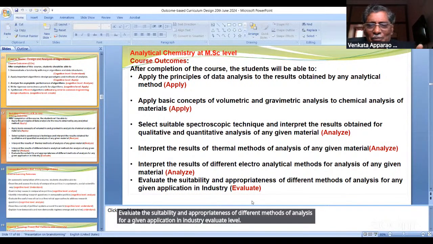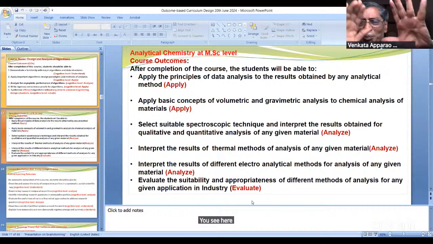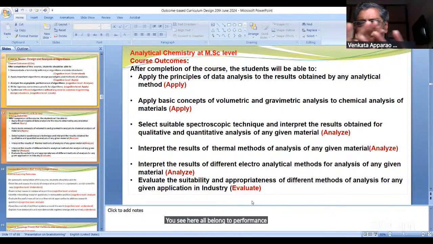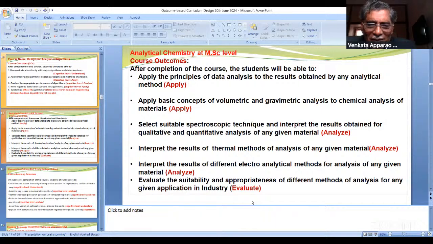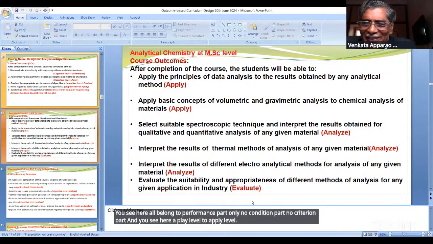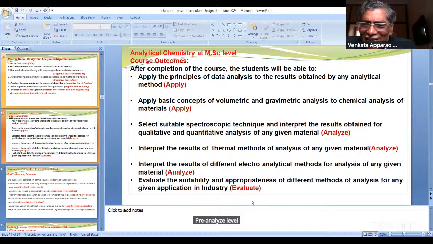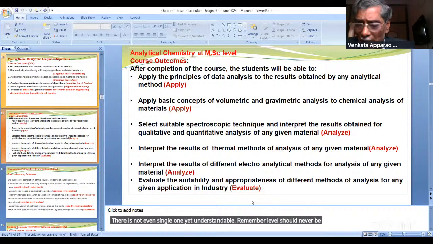You see here, all belong to performance part only. No condition part, no criterion part. And you see here, 2 apply level, 3 analyze level, 1 evaluate level, 6 course outcomes. There is not even a single one at understand level or remember level. Remember level should never be used in course learning outcomes.